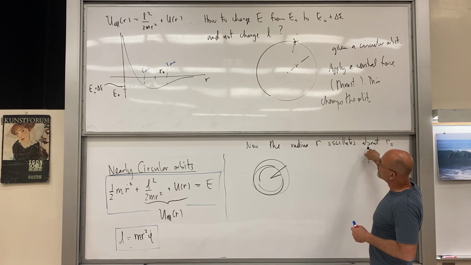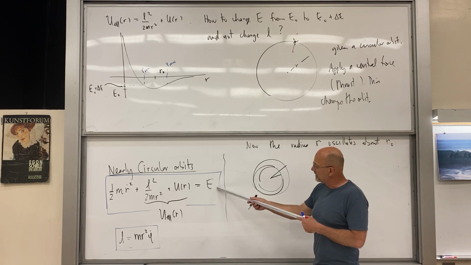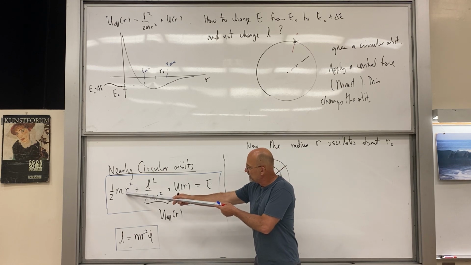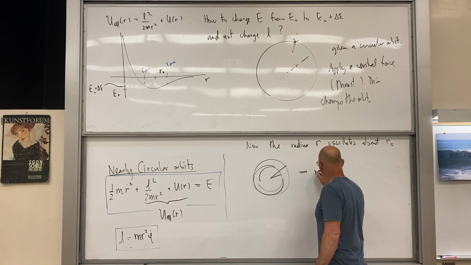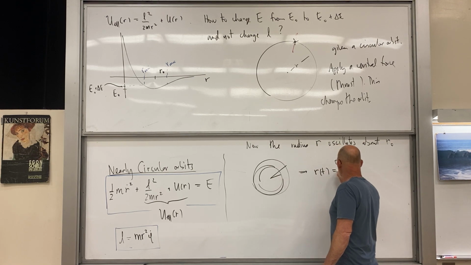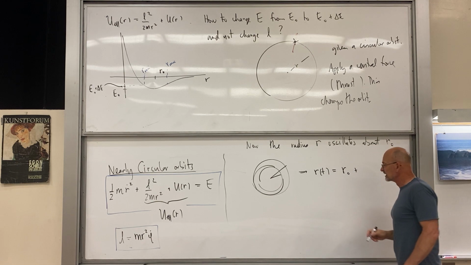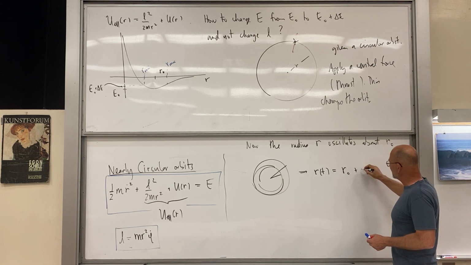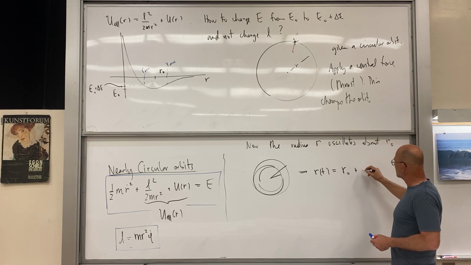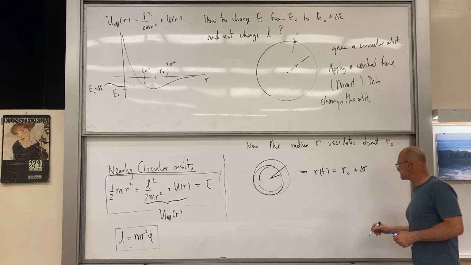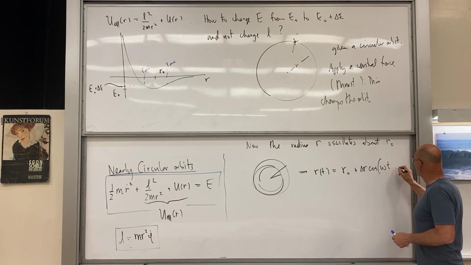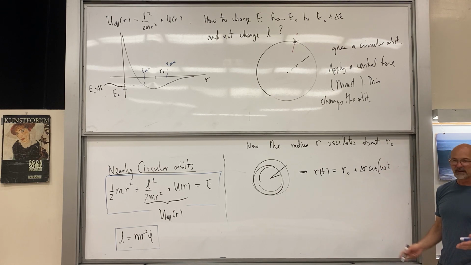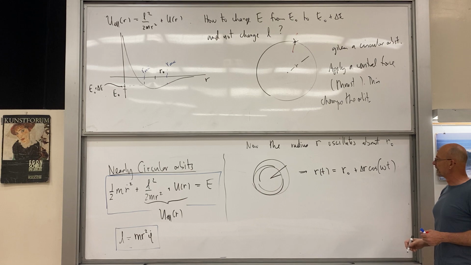R oscillates about r0, and just from what we have here, conserved energy, effective potential, half m r dot squared, we can immediately write r of t is going to be r0 plus some small constant. I'll just call it a. I could actually call it delta r. Doesn't matter. Delta r cosine omega t, and let's ignore any phase in there. We'll just use cosine omega t. Keep it simple.